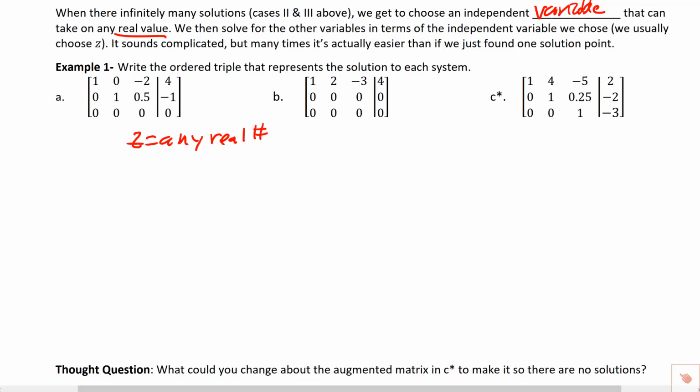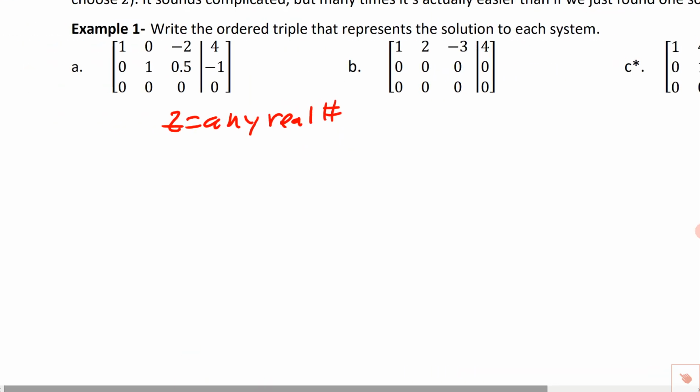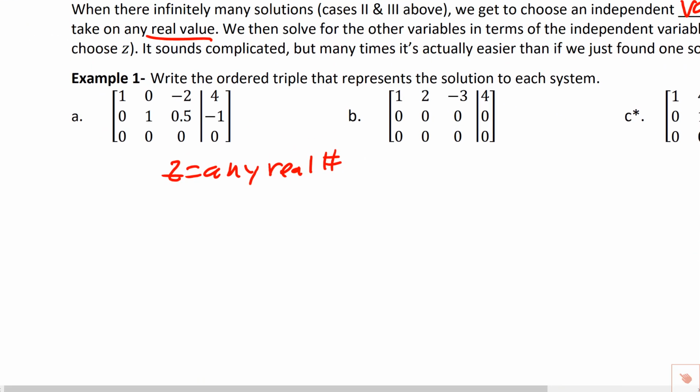And then I'm going to think about what do the other equations say. It may not be in reduced row echelon form, but this actually means something. Remember, this is the x column, this is the y column, this is the z column, and for lack of a better phrase, that's the answer column. So this second row actually means this. It means y plus 0.5z equals -1. And the first equation means x minus 2z equals 4.